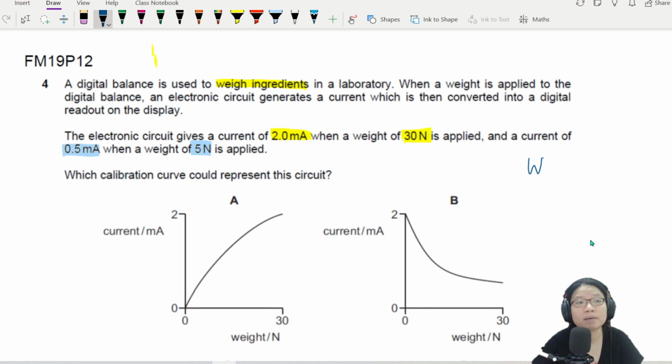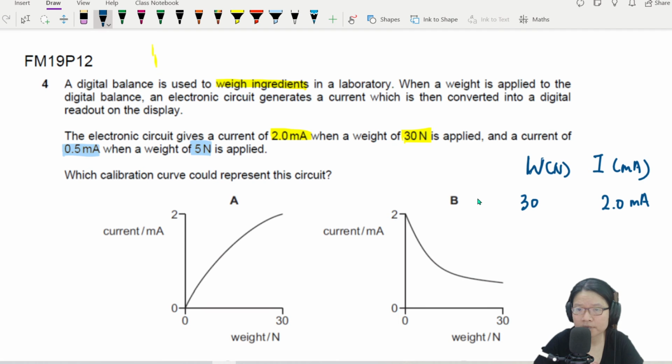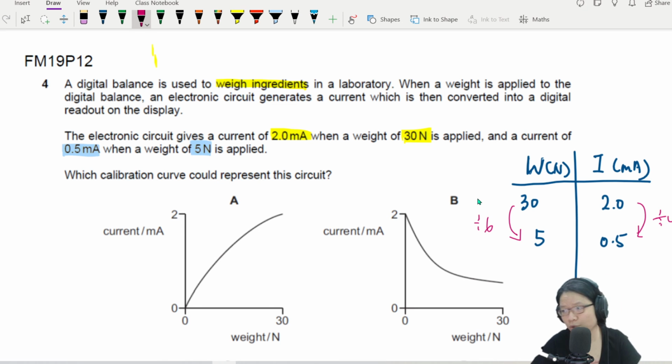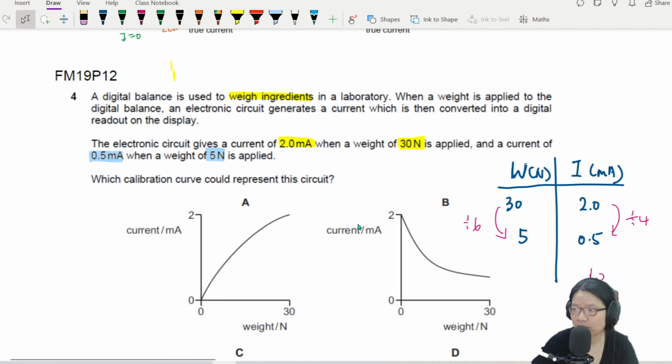We have weight, I'll call this W, and at the same time, we have the current I. So this current will come out as my weight reading. But it says here when this is 30 Newton, this is 2.0 milliampere. So this is Newton, this is milliampere. I draw a table. When this is 5, this is 0.5. The first thing I notice is that the ratio is not equal. Because when we go from 30 to 5, we divide by 6. And from 2.0 to 0.5, you divide by 4. What is going on? It's non-linear. Non-linear. So let's look at the graph.